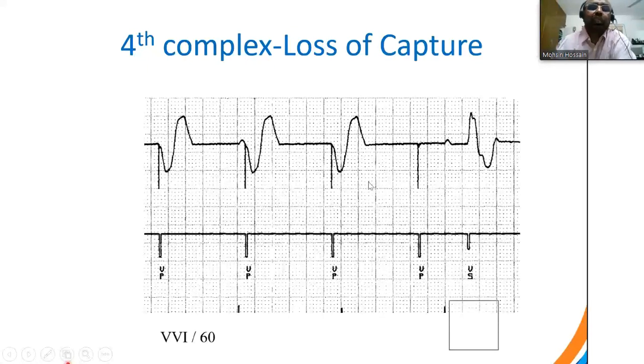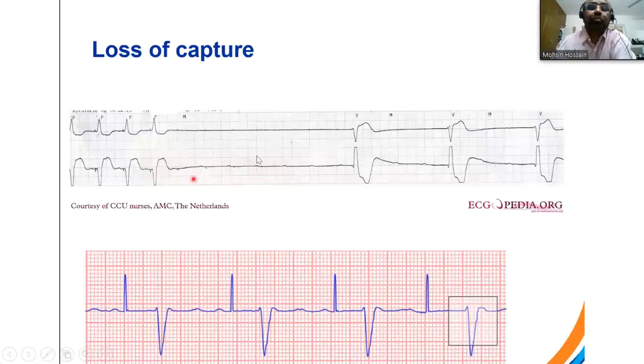So it is a VVI pacemaker. This is the pacing followed by a QRS complex. This is the loss of capture. How can you see the loss of capture? Initially, pace QRS complex, pace QRS complex, pace QRS, long pause. But you can see here there is a spike, spike, spike, spike, spike, but there is no capture. So it is called loss of capture.